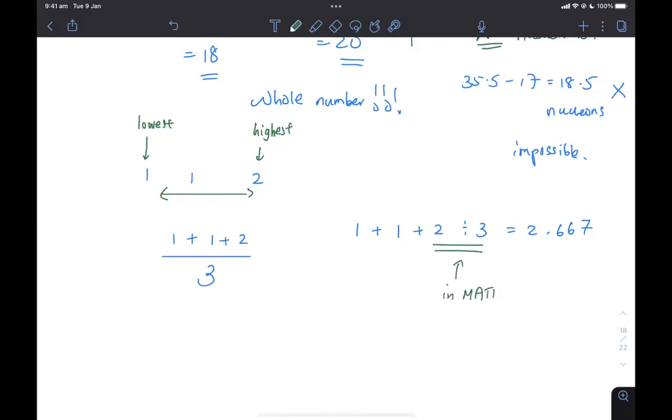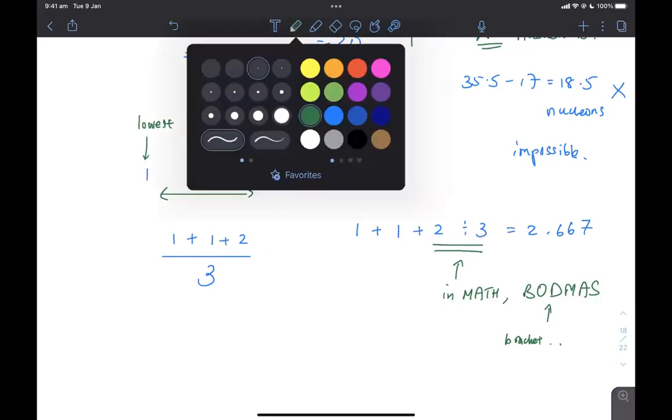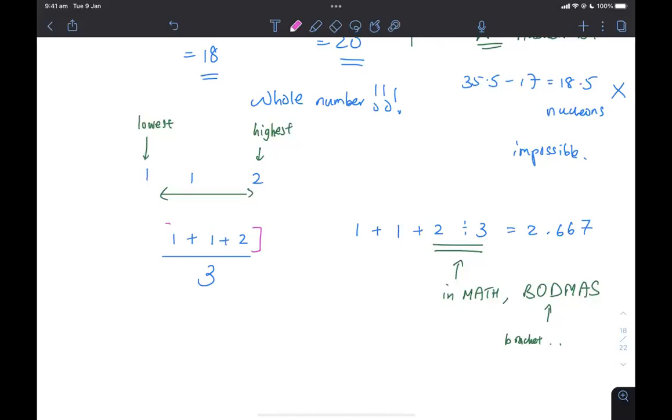In math, you have learned bracket first, then division, multiplication, addition, and subtraction. You do bracket first. Then you do divide or multiply before addition. Your calculator will recognize this as to do first, but this is actually wrong. What you want is a bracket. Make sure you know how to use a bracket in your calculator.